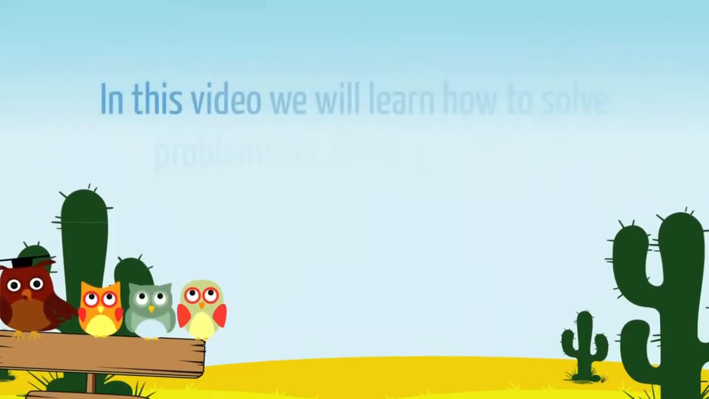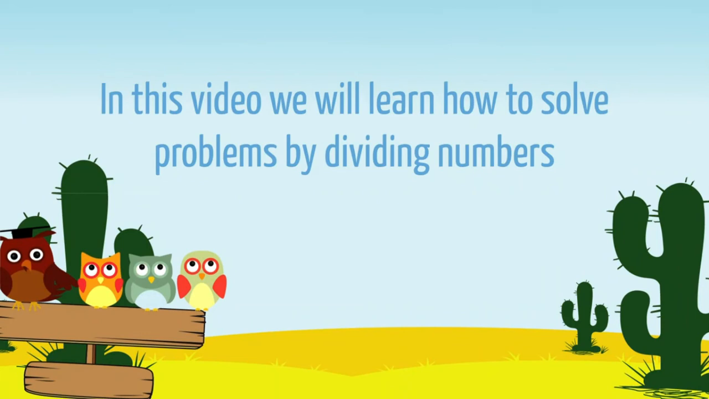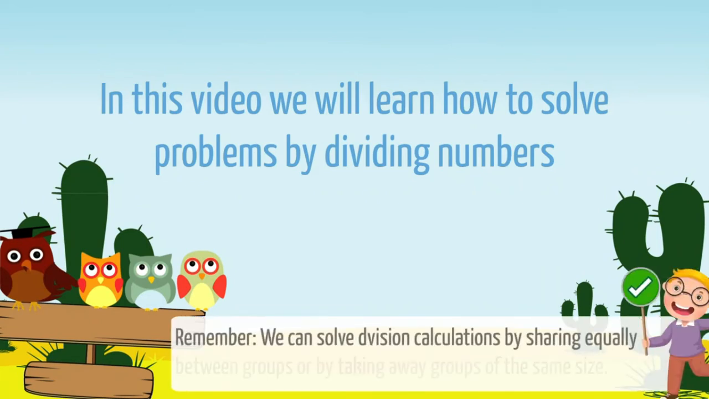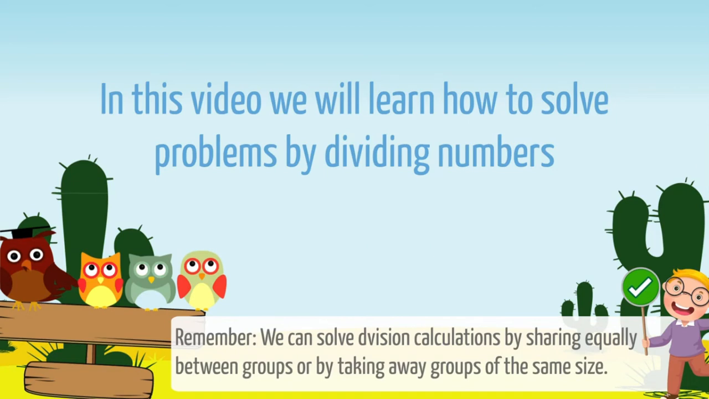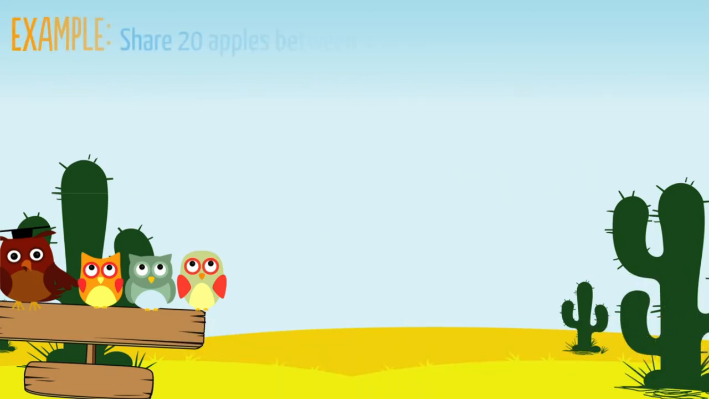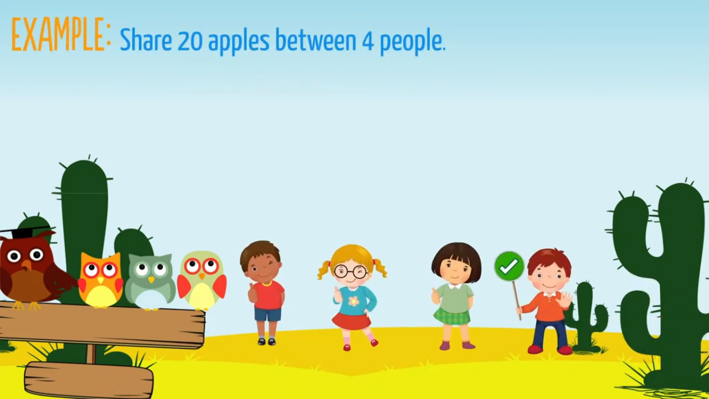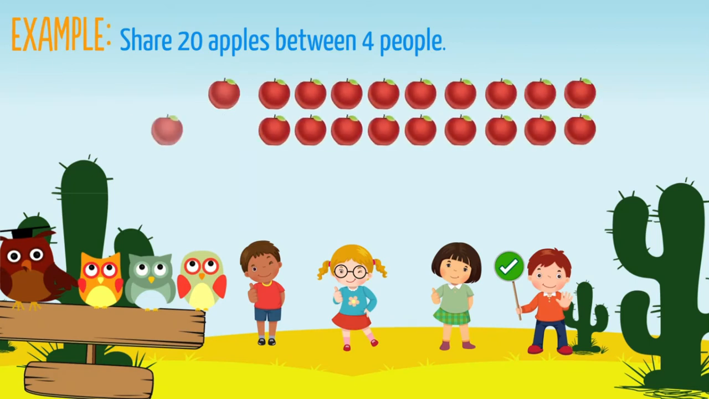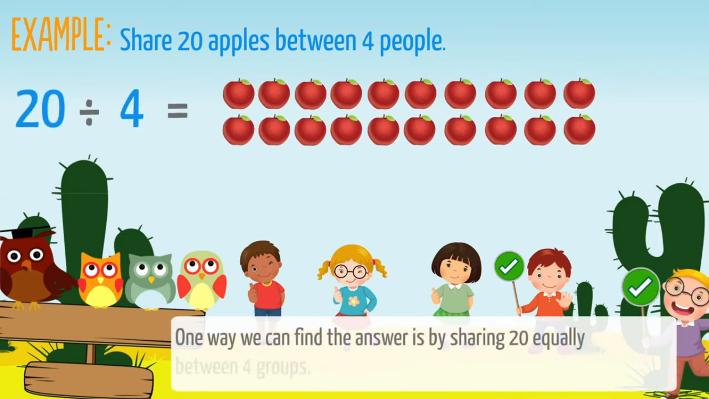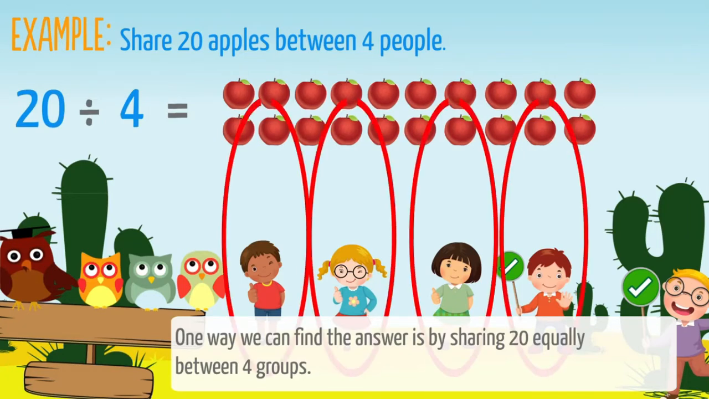In this video, we will learn how to solve problems by dividing numbers. Remember, we can solve division calculations by sharing equally between groups or by taking away groups of the same size, repeated subtraction. Let's look at an example. Share 20 apples between 4 people. First, we need to write the division calculation for this problem. 20 divided by 4 equals. One way we can find the answer is by sharing 20 equally between 4 groups. Let us draw 4 groups.